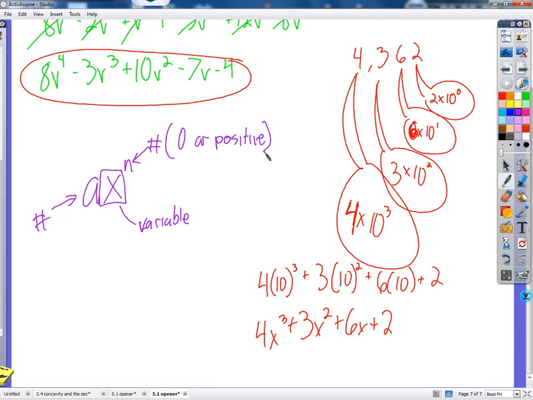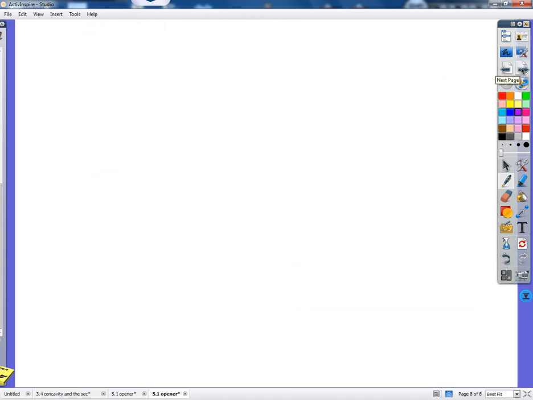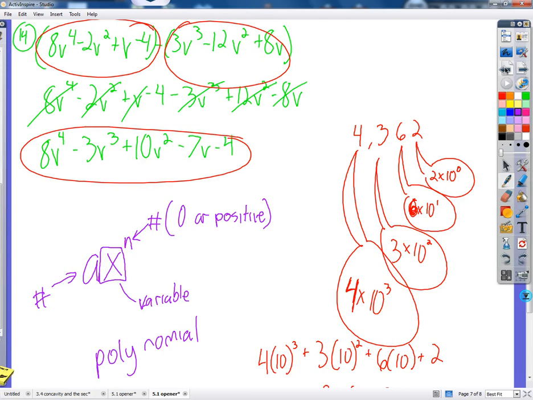So if this is a polynomial, those are the criteria. And what does the word polynomial mean, do you think? Poly means many, multiple. Nomial you can think of as terms, right? That's what we have, more than one term. There's one, there's another one, another one. And we have binomials and trinomials, which we haven't dealt with. Quadnomials, if you wanted to.